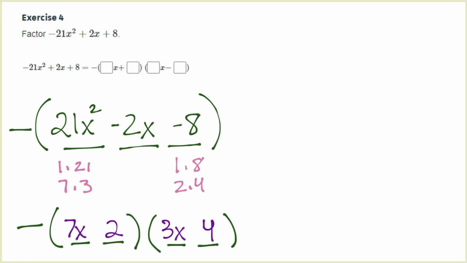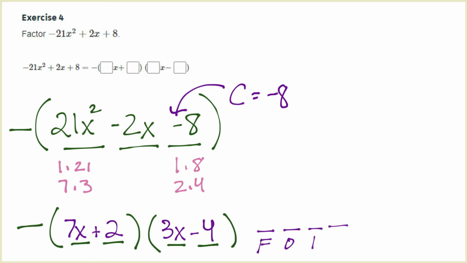Now, one last thing. I know that my C value is negative 8, so my signs are going to be different. So I'm going to put a plus in front of the 2 and a minus in front of the 4. Now, the only way that I can tell if I'm right or not is to check by foiling. So I'm going to go FOIL, and when I multiply my first, that's 7x times 3x, that's 21x squared, which makes sense because we picked 7 and 3 because they multiply to 21. And then we have our lasts are going to be negative 8, and that also makes sense because we picked 2 and 4 because it multiplies to 8.